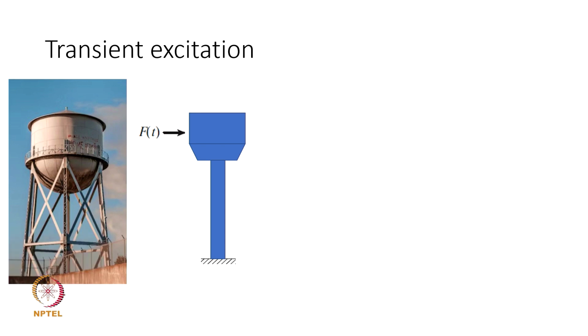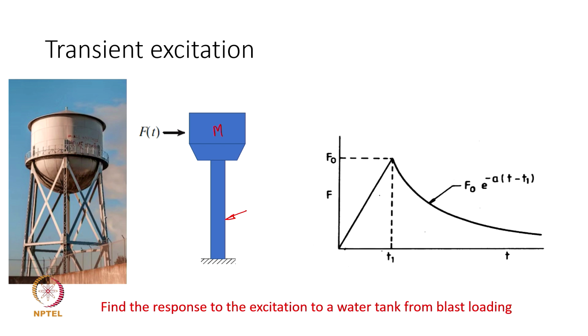So, if I consider the overhead tank structure to be a simplified vibratory model like this, with the column structure represented as a simple beam, and then a mass sitting at the top, and then a force acting on it as a transient excitation. Maybe a blast pressure can act on it, which is generally modeled like a sudden increase in the force value and then an exponential decay in its value. So, this is a typical way in which a blast pressure acts as the blast happens, and we may have to now treat this as an excitation function.